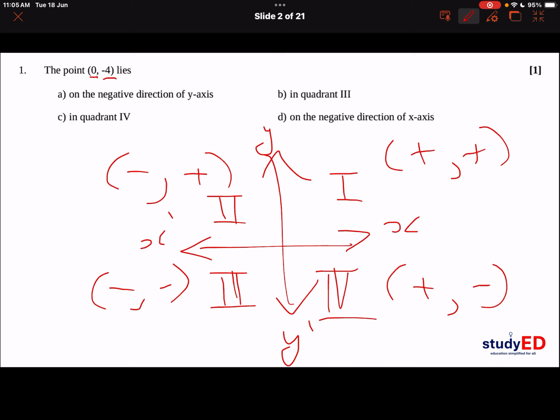If we try to correlate the points here, negative 4 ordinate, should it be quadrant 3 or quadrant 4, right? No. Observe the abscissa again. It's 0. There's no movement, be it negative or positive. This is the origin, so there's no movement on the x-axis. The point lies directly in the negative direction, minus 4 here, on the y-axis. Since it lies in the negative direction of the y-axis, our answer should be option 1. I hope that's understood. Let's move on.